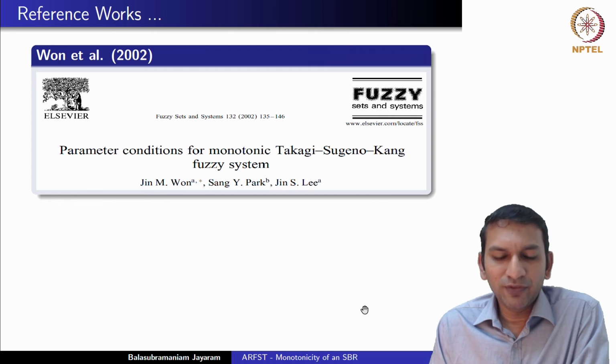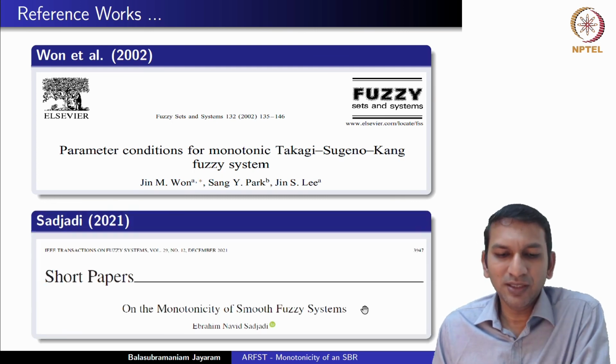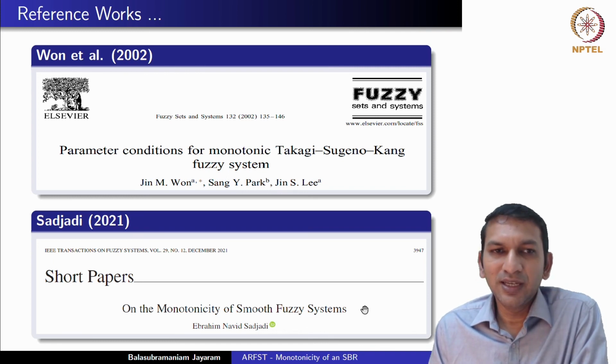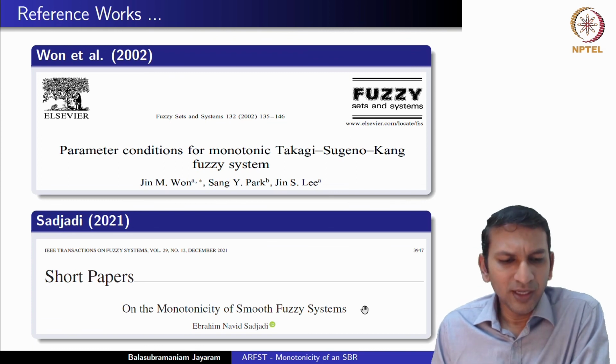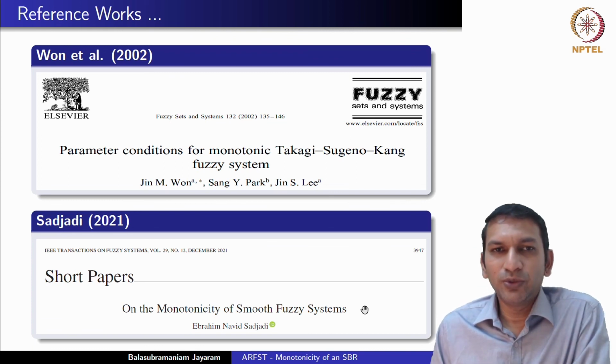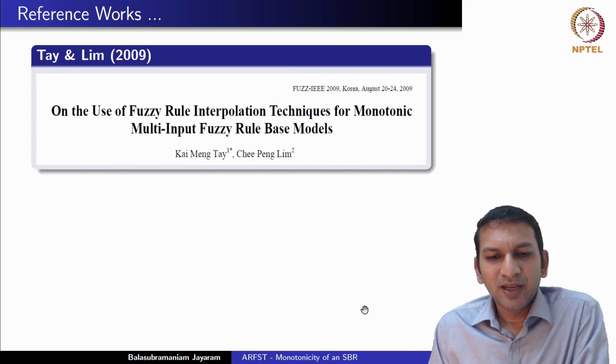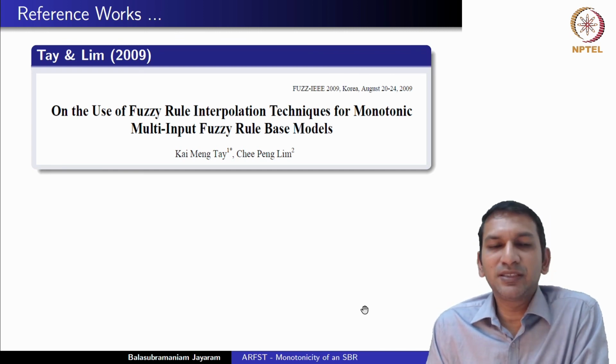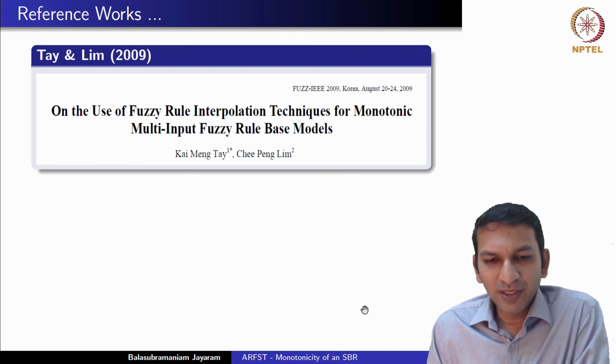However, the works do differ. For instance, here the conditions on the parameters are specified in this work, similar to ours. Here they have assumed smooth fuzzy systems and then they are discussing monotonicity of those. It's quite a recent paper, so it is clear that the interest in monotonicity of fuzzy systems is still quite hot and alive. In this paper, quite interestingly, they discuss multi-input fuzzy rule based models, whereas in the lectures we have only considered single input, single output rule bases.